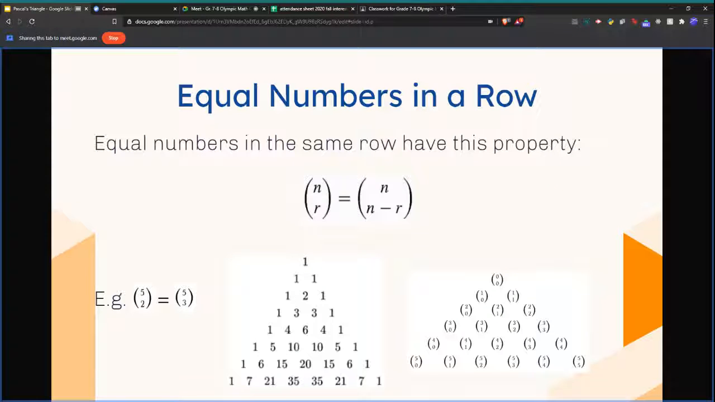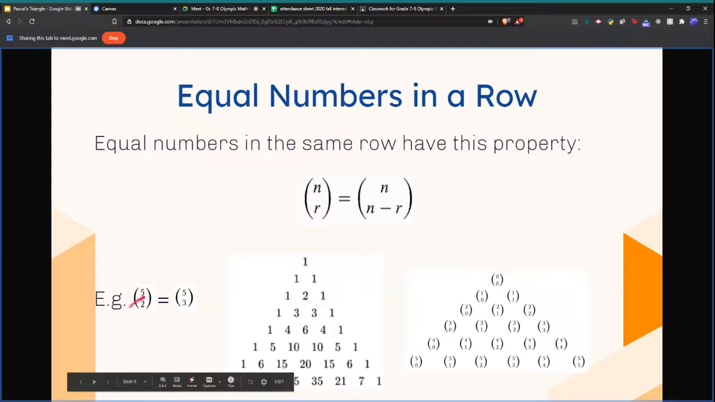Okay. So here's the first property. You notice that in a row of Pascal's triangle, some numbers are equal to each other. So let's choose the 5th row or the 6th row right here. 1, 5, 10, 10, 5, 1. You can see that numbers 1, 5, and 10 are repeated. And so what do these numbers have in common? This property: we have n choose r is equal to n choose n minus r.